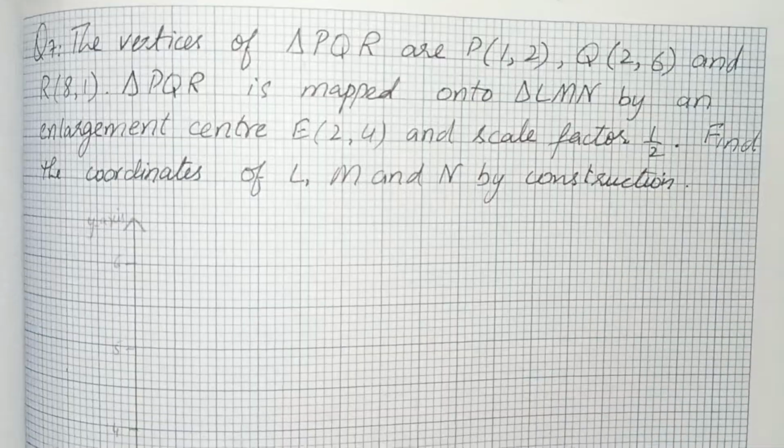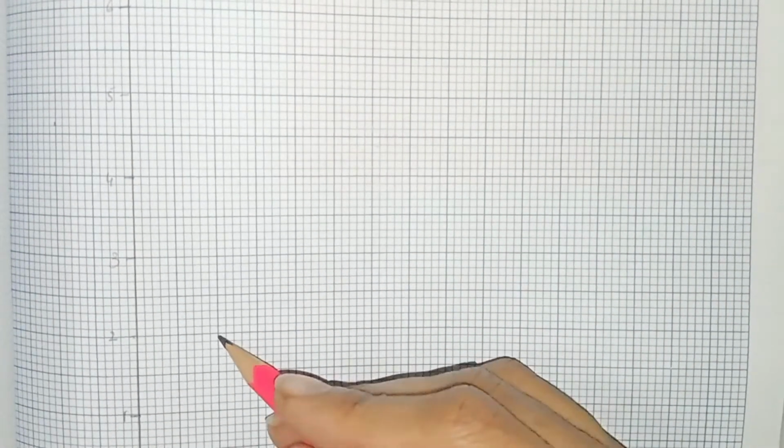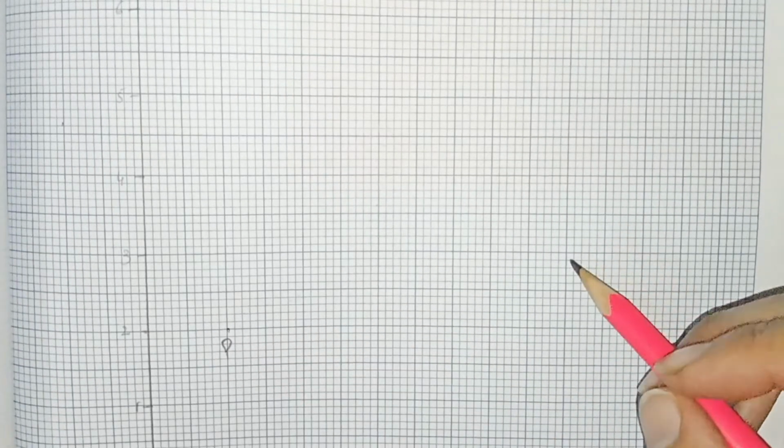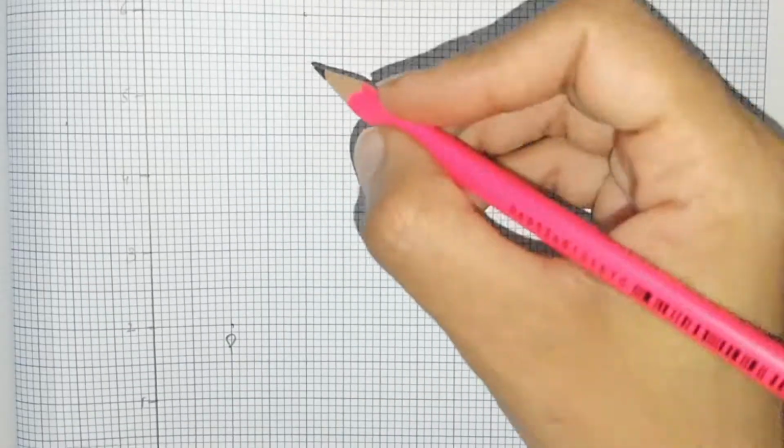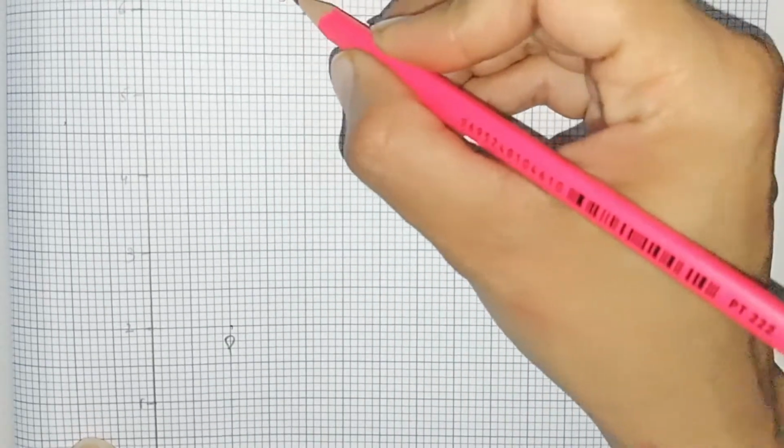The point P is (1, 2). This is 1 along the x-axis and along the y-axis this is 2. This is the point P. Now point Q is (2, 6). This is 2 along the x-axis and 6 along the y-axis, and this is the point Q. And point R is (8, 1). Along the x-axis is 8, and along the y-axis this is 1. This is the point R.